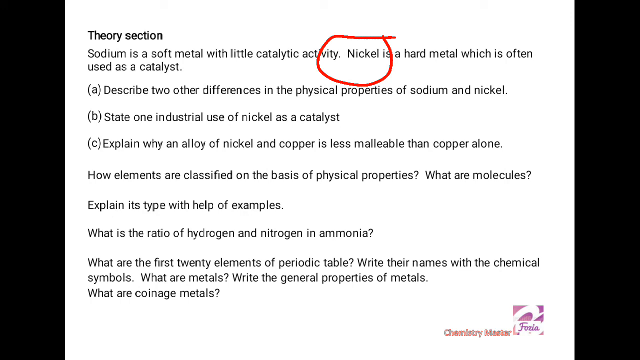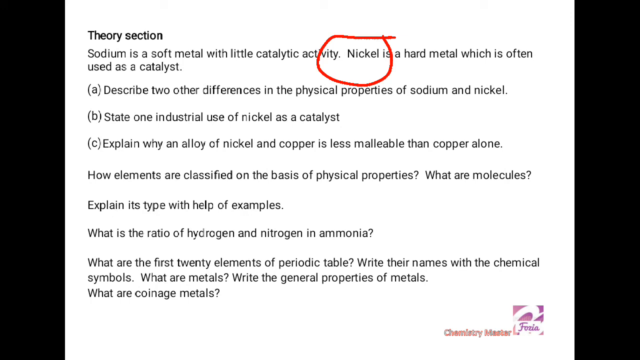Describe two other differences in the physical properties of sodium and nickel. First, we discuss its physical state. Both are metals, but sodium is a white gray metal which is soft enough to be cut by a knife or by using some hard spatula. But nickel is a very hard metal.